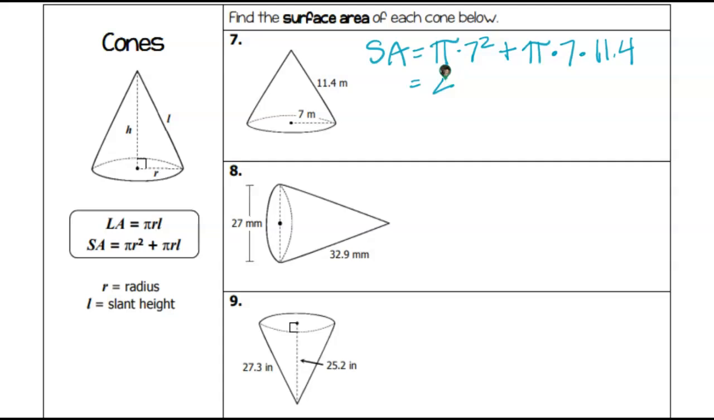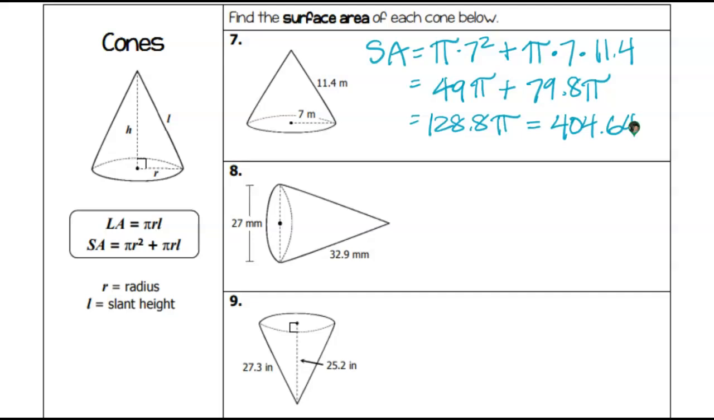So I'm going to have 7 squared, which is 49 pi, and then 7 times 11.4 is going to be 79.8 pi. I can actually add those together, kind of treat pi like a variable, and I end up with 128.8 pi, and then I can put that into the calculator, and that'll make sure that my rounding really only happens at the end. And when I put that in the calculator, I do get approximately 404.64 meters squared.